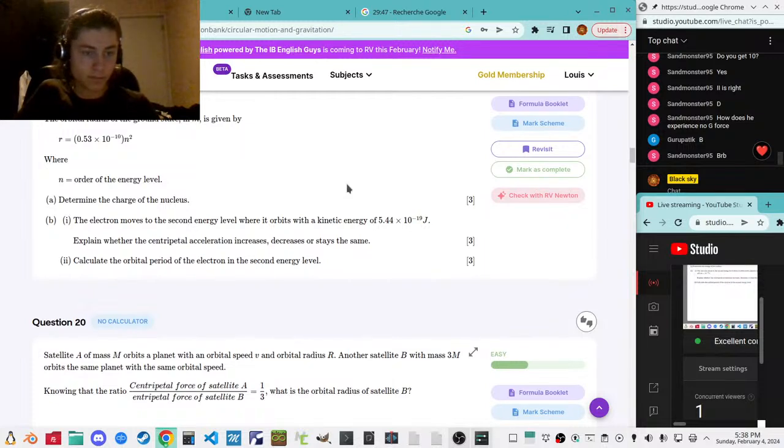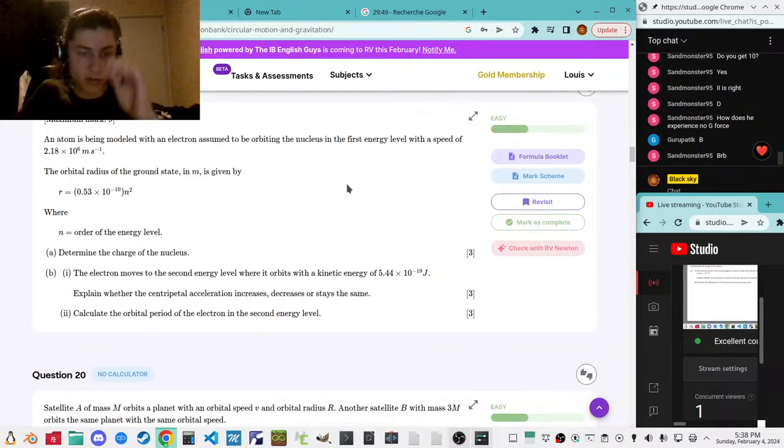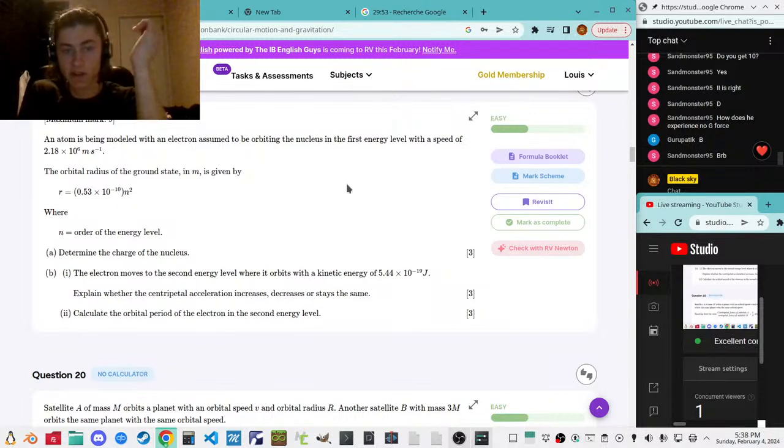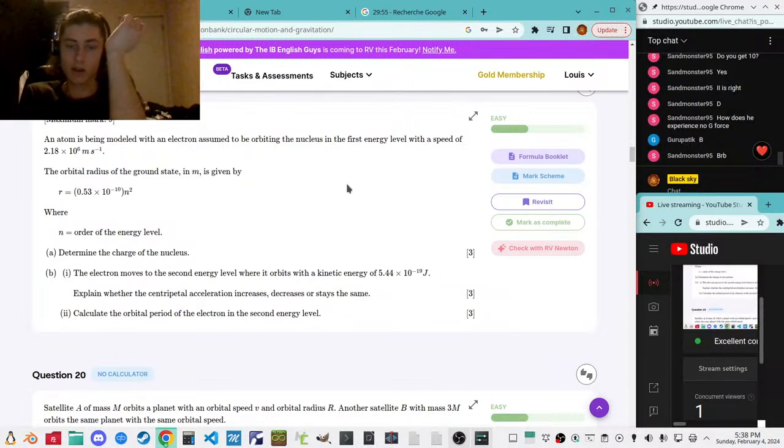Next, the electron moves to the second energy level where it orbits with a kinetic energy of 5.44. Explain whether the centripetal acceleration increases, decreases, or stays the same.